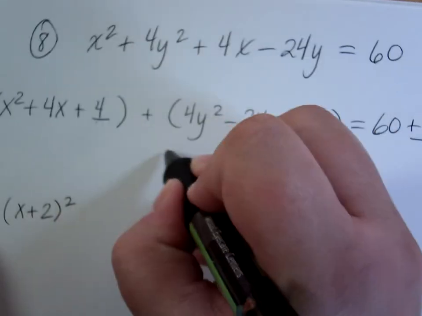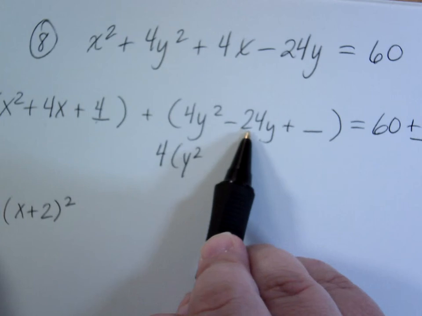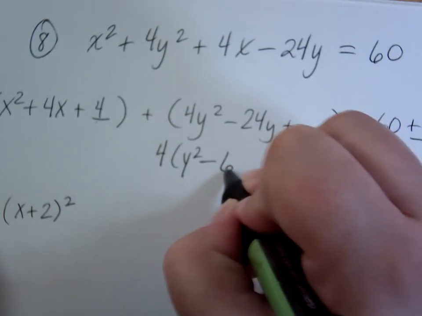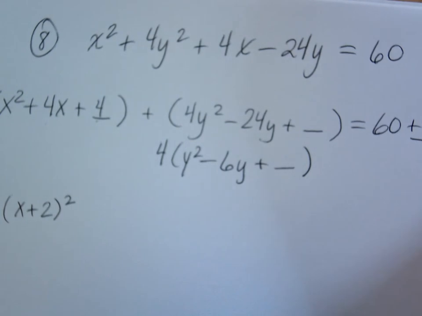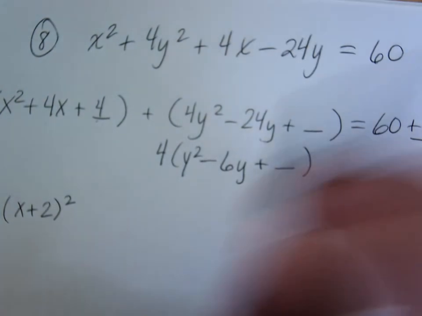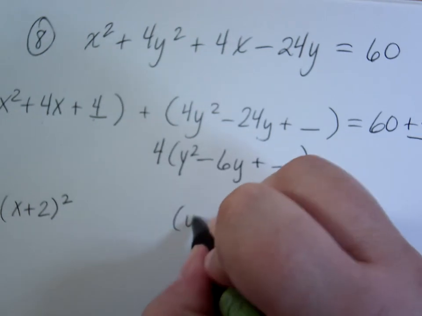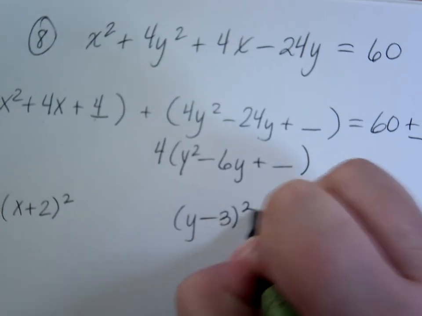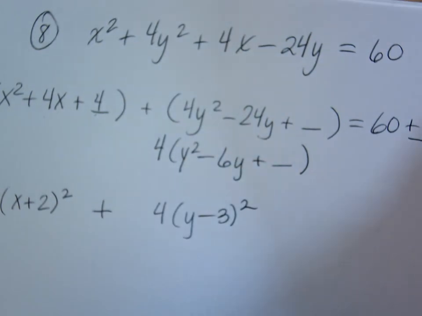Now here I need to take out this 4 that's in front of y squared. When I take a 4 out of 24, that leaves me with 6. And now I'm going to complete my square with the negative 6. Half of negative 6 is negative 3. So that tells me I'm going to have y minus 3. Negative 3 squared is 9.